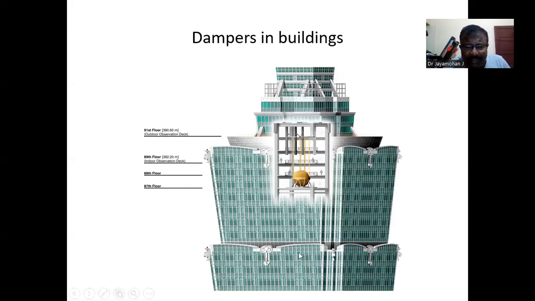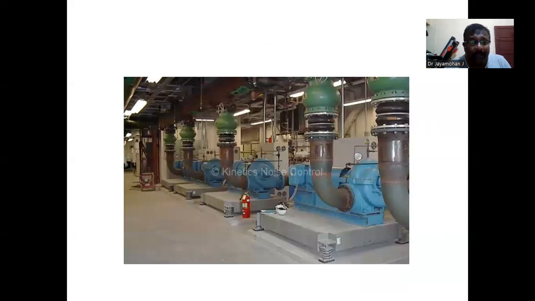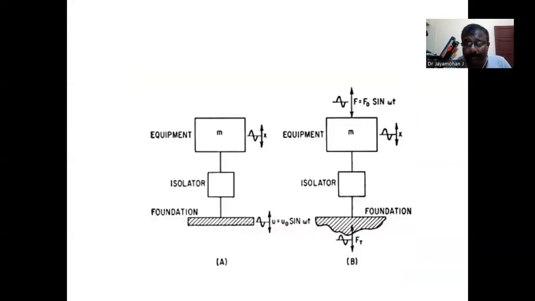Here, this is a huge building. There's a damper inside. You can see that ball type structure, such a heavy ball. When due to heavy wind or earthquake the building sways to one side, the damper will move to the opposite side. Thereby it will reduce the vibration or amplitude of vibration in that building. You can see here there is a machine foundation below. There are springs. These are used for damping, so that these springs will absorb much of the vibration and it will not get transmitted to the ground.